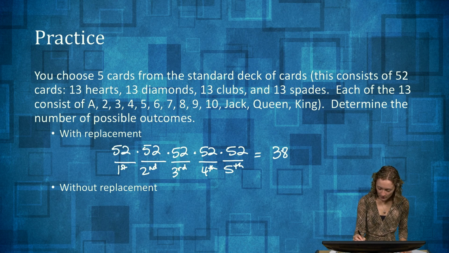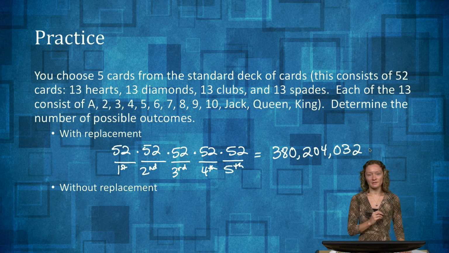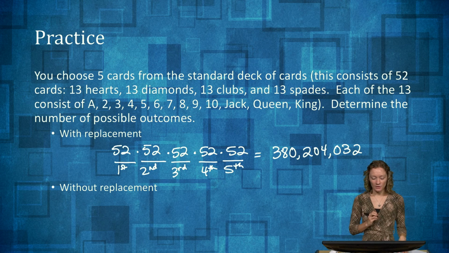It looks like we have 380,204,032 different ways this can occur. You can see how these numbers blow up very quickly. And this is if you were choosing a card and then putting it back every time.